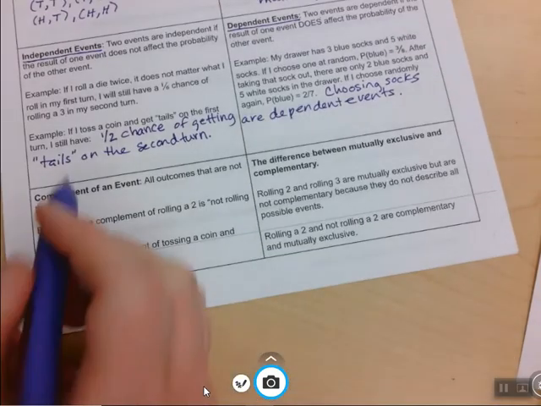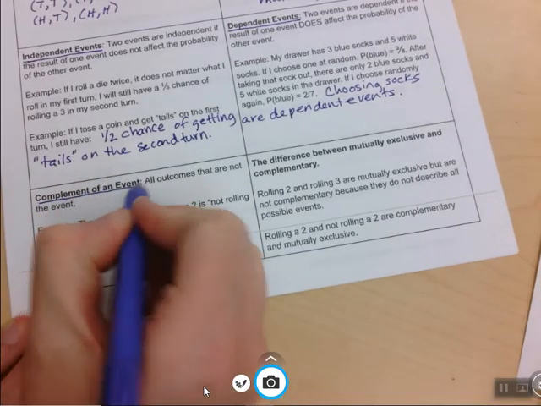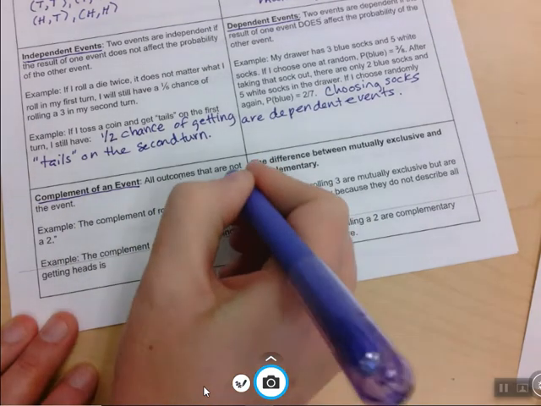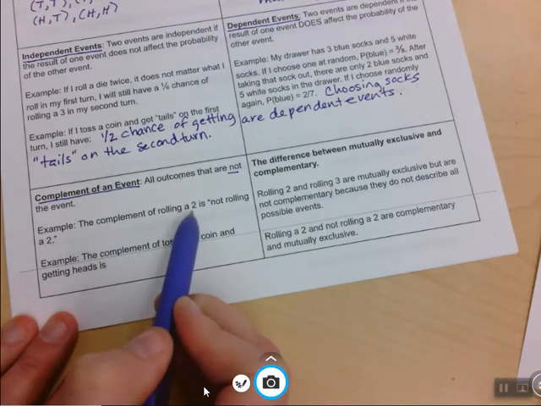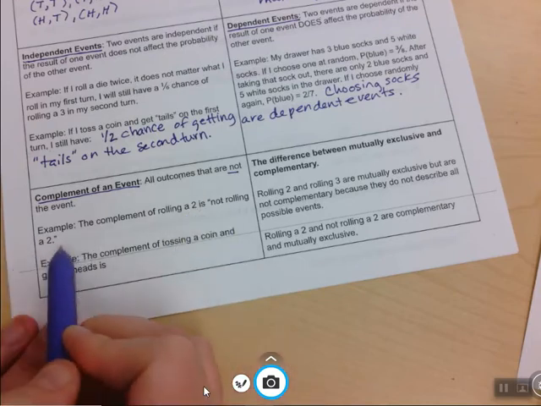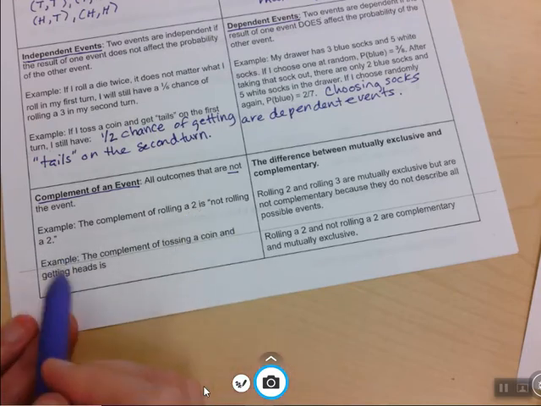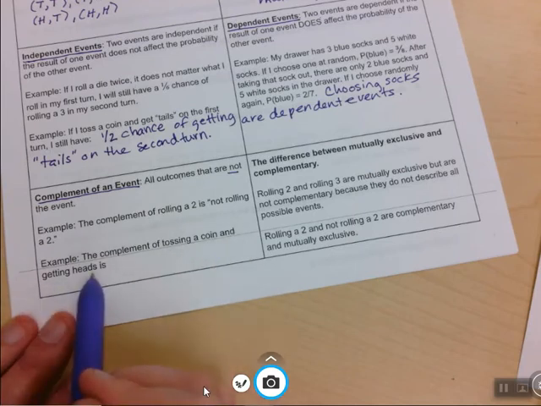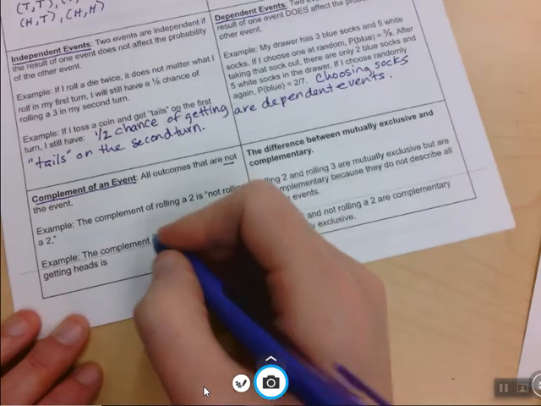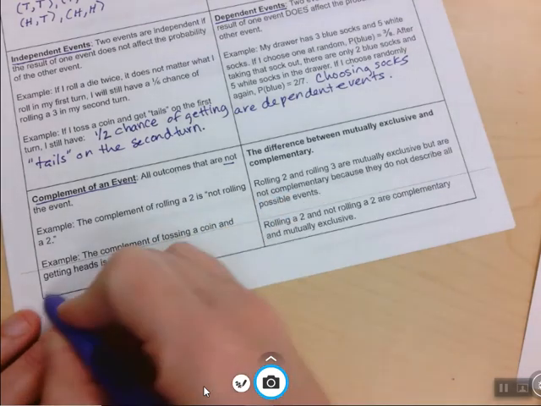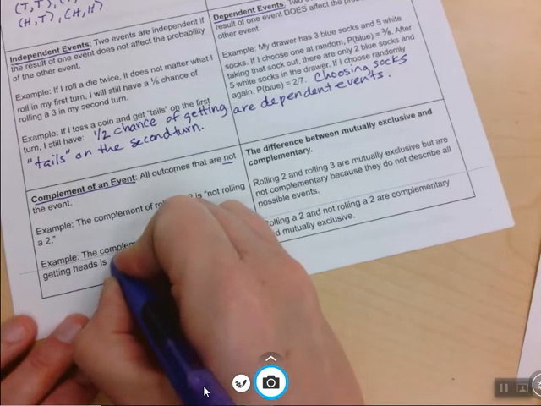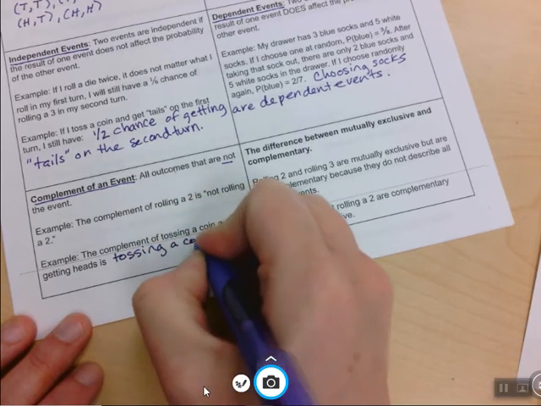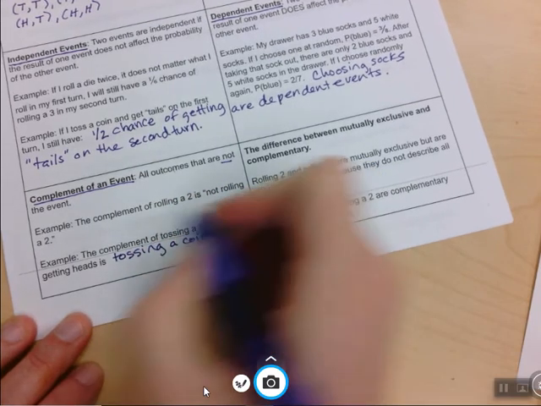The complement of an event is the outcome that is not the event. For example, the complement of rolling a 2 is not rolling a 2. So pause the video and write down the complement of tossing a coin and getting heads. Okay, you should have written the complement of tossing a coin and getting heads is tossing a coin and getting tails.